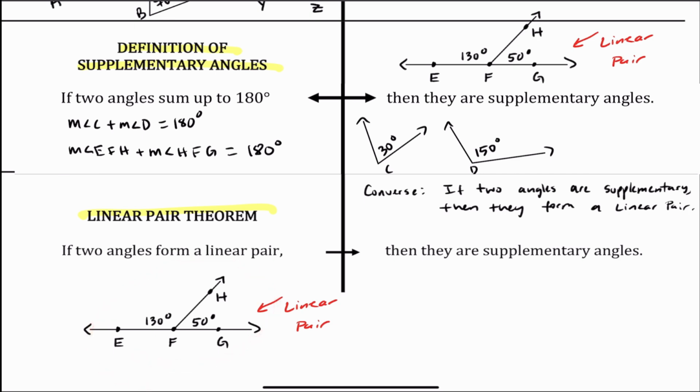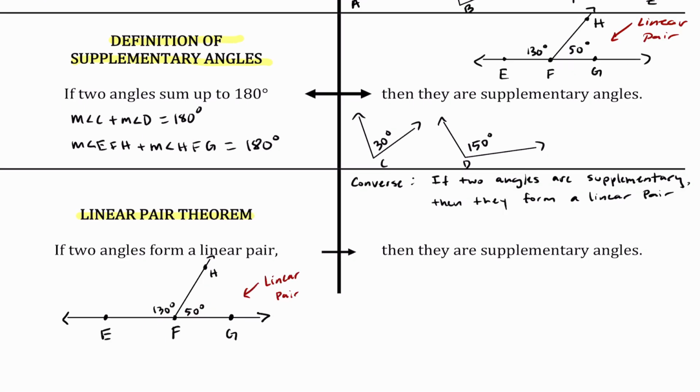Well, these two angles over here are supplementary and they do form a linear pair. However, these two angles are also supplementary, but we can see that they are not adjacent to each other. Therefore, these two angles do not form a linear pair, and the converse is not true. This is my counterexample. So the converse is false.